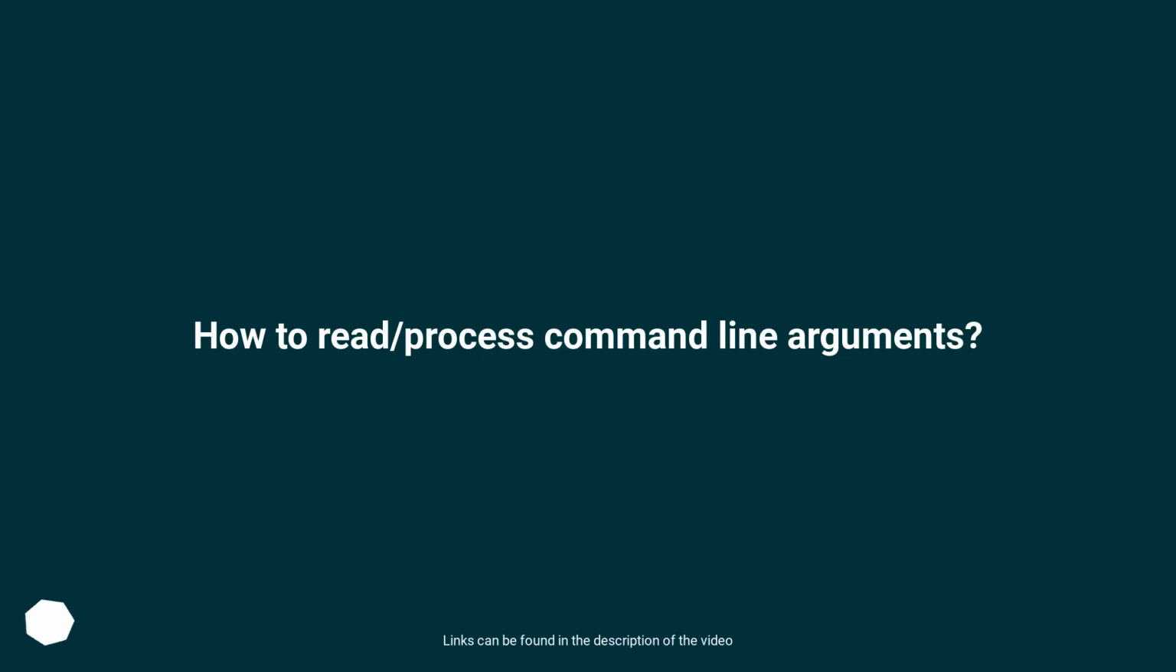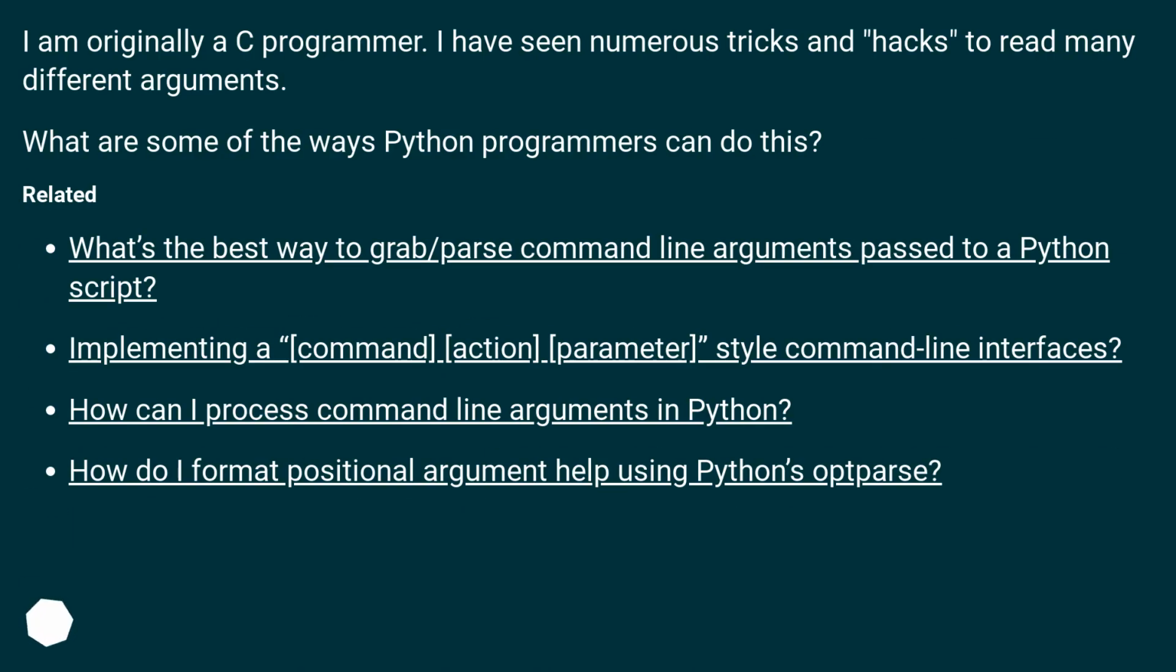How to read/process command line arguments. I am originally a C programmer. I have seen numerous tricks and hacks to read many different arguments. What are some of the ways Python programmers can do this? Related: what's the best way to grab/parse command line arguments passed to a Python script?